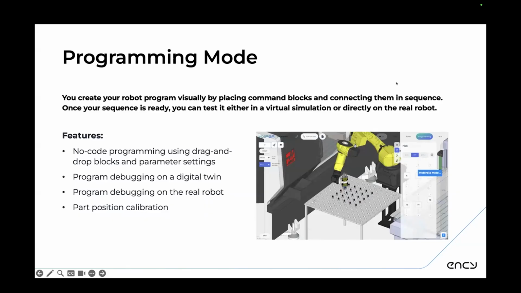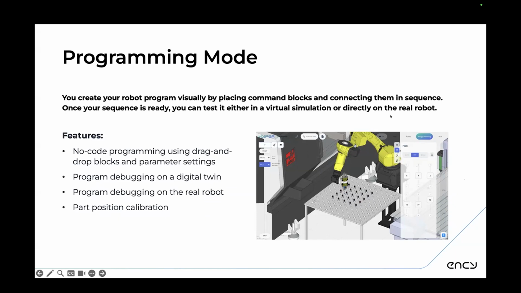Programming mode. You create your robot program visually by placing command blocks and connecting them in sequence. Once your sequence is ready, you can test it either in virtual simulation or directly on the real robot. Just press live. A safety slider on the right controls motion speed. If you release it, the movement stops immediately.